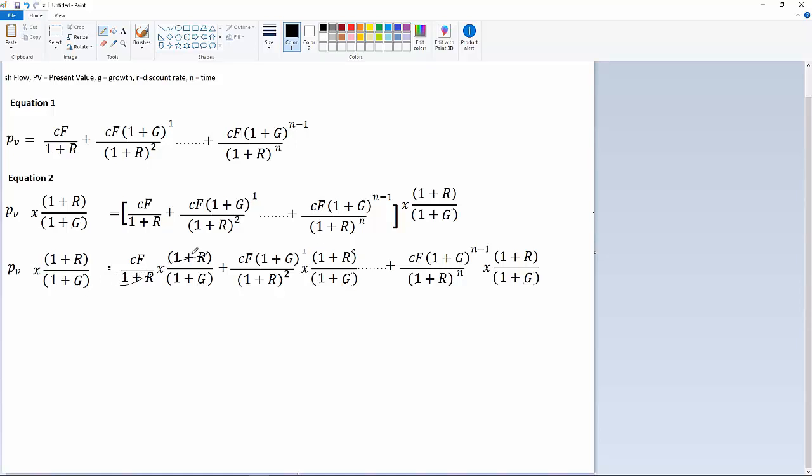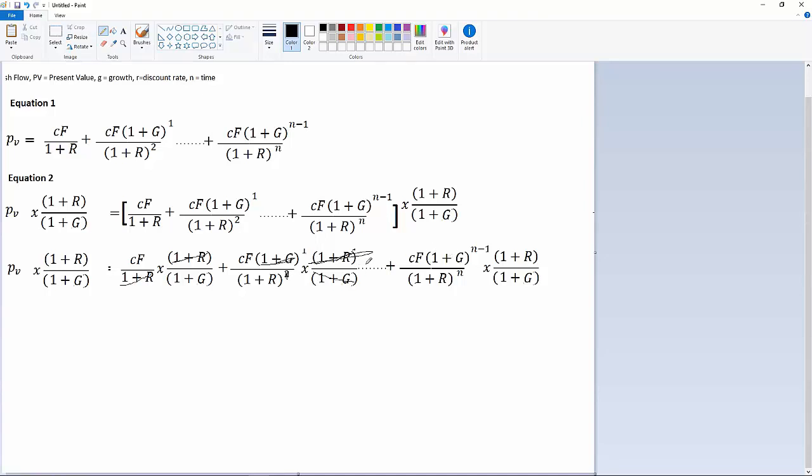So there's a multiplication and there's a division, so we're going to drop that off. Then you can see that there's a 1 plus g over here and a 1 plus g over here. This one is 1 plus r to the 2, and there's 1 plus r to the 1. So 1 plus r is going to drop off. So this is going to become to the 1. So that's important to remember.